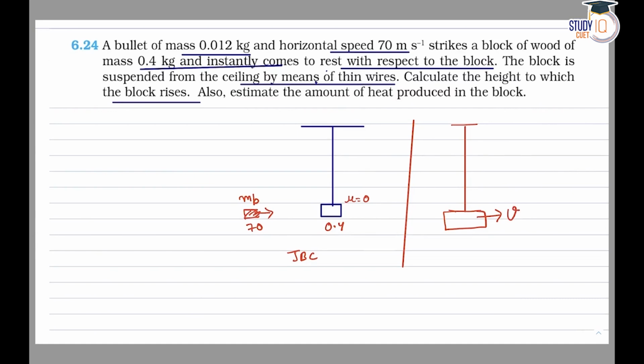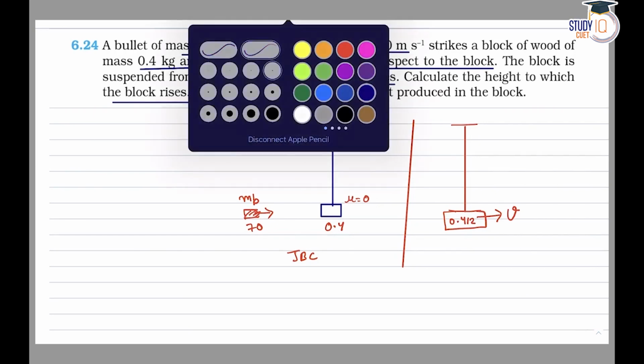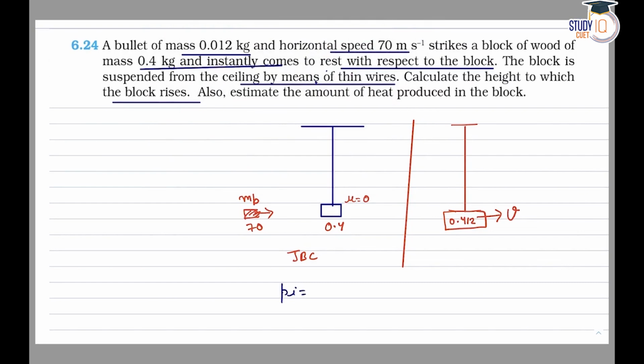Now, from the conservation of momentum, we can say that initial momentum is equal to final momentum. Just before collision and just after collision, momentum is conserved as no external force in the x direction is there. So the initial momentum can be written as 0.012 into the velocity, that is 70, which is equal to the total mass, 0.412, into the final velocity v.